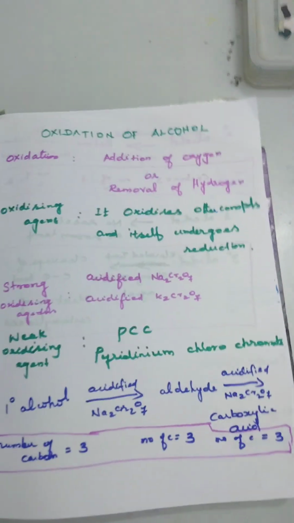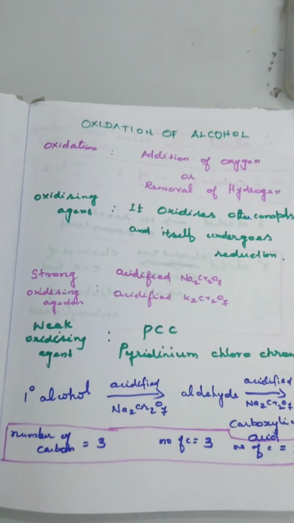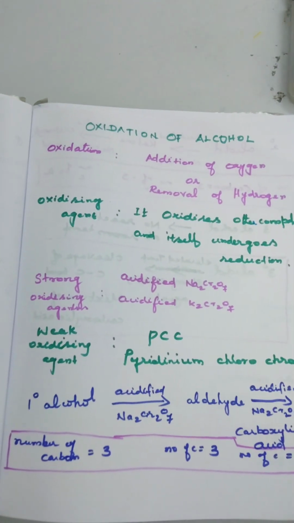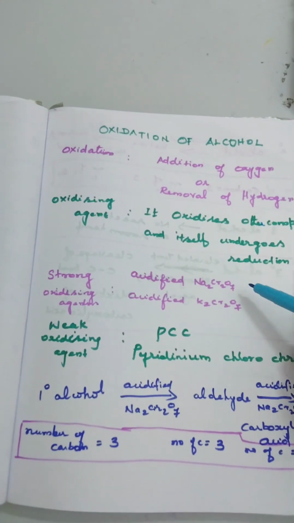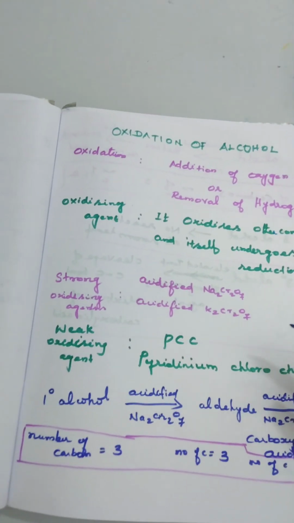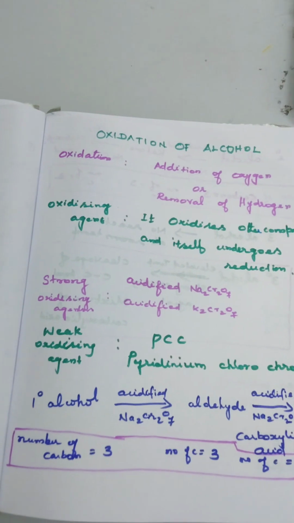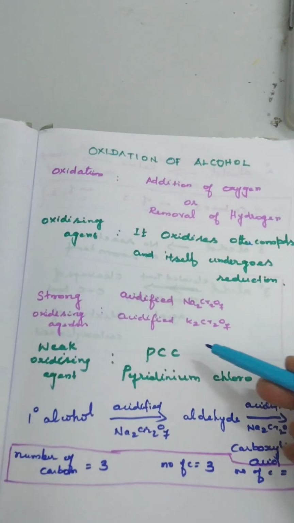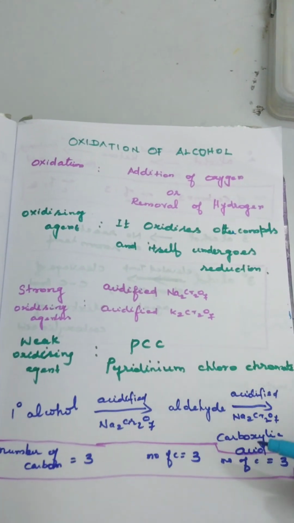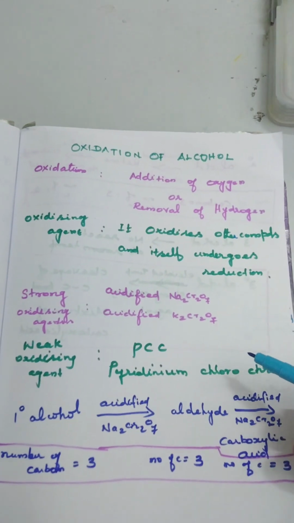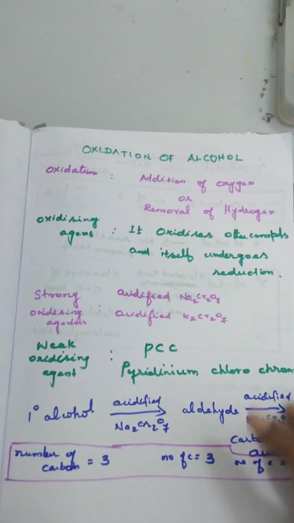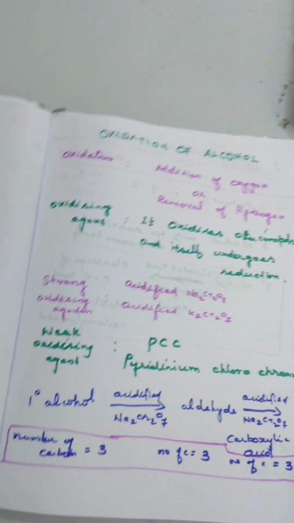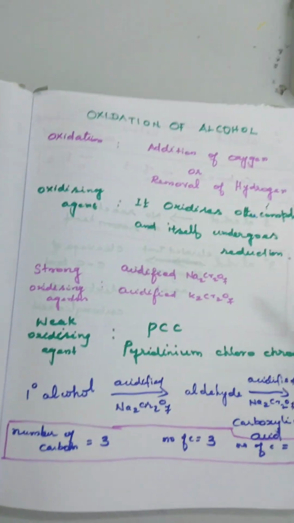Then there are two types of oxidizing agent. One is strong oxidizing agent, another one is weak oxidizing agent. Example for strong oxidizing agent: acidified sodium dichromate or acidified potassium dichromate. These two act as strong oxidizing agents. Then weak oxidizing agent: PCC, the expansion is pyridinium chlorochromate. So if you want to carry out the oxidation, you need an oxidizing agent. Here, the heading is oxidation of alcohol.